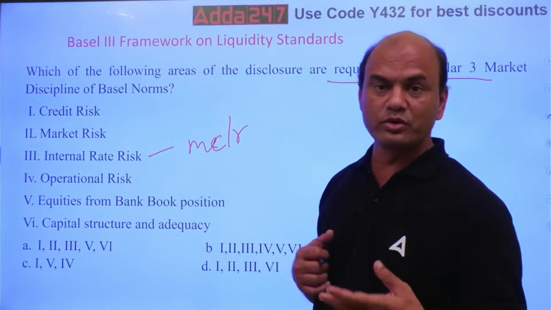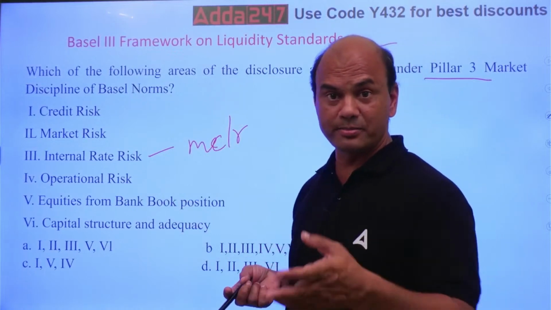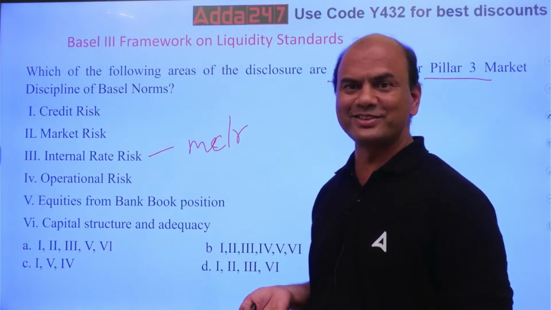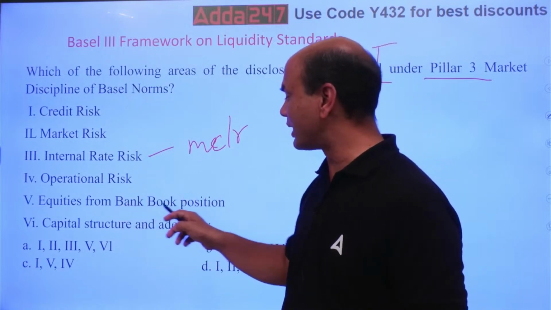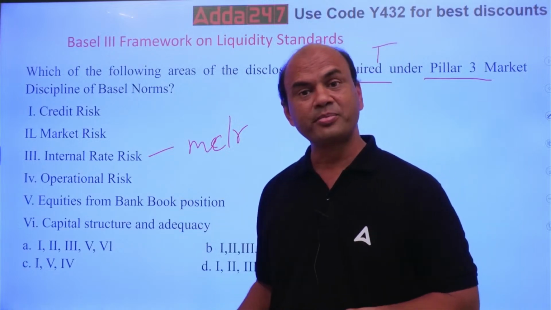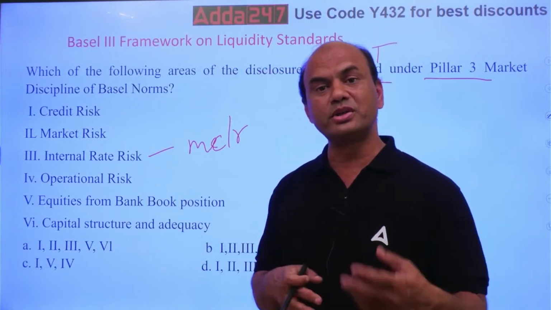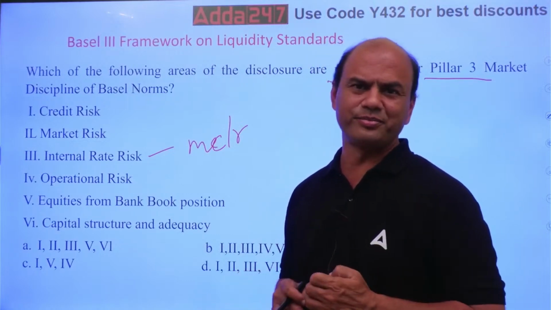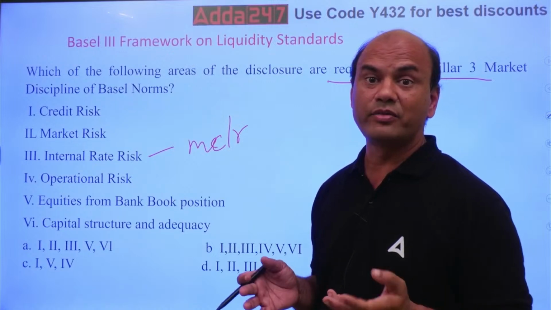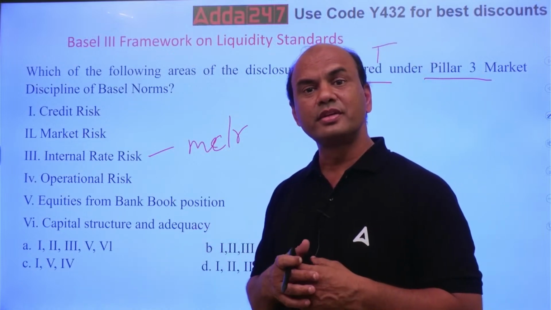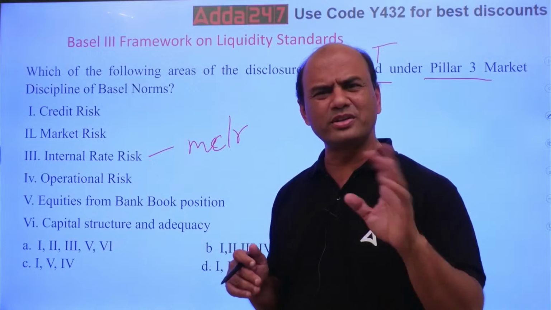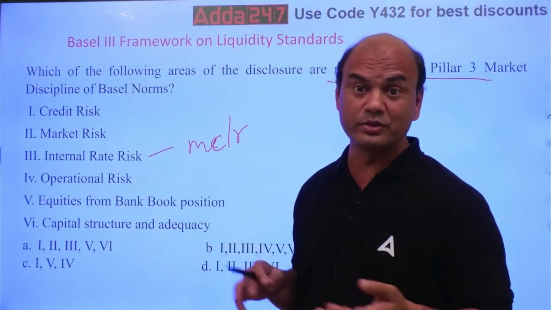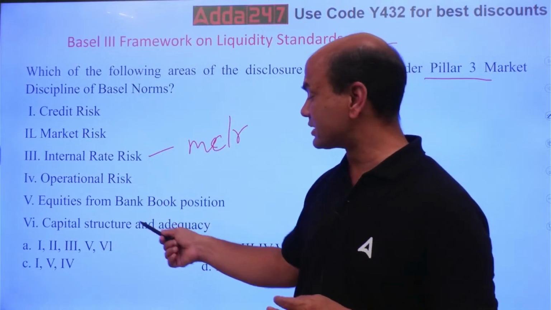Operational risk: does the investor need to know that there is a fraud in the bank, that an employee has done some fraud? Of course, he or she needs to know. Equities from bank book position is also important. Suppose I buy some bonds in the banking book, which is held up to maturity, as I told you just now. If I buy any bonds, any shares, anything, and it fails, then the investor needs to know.